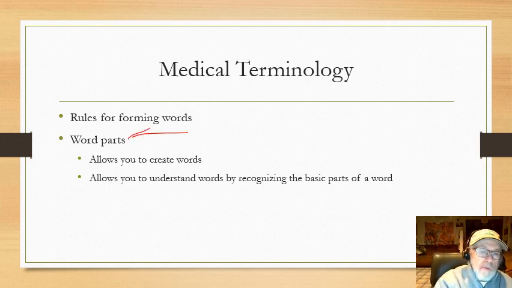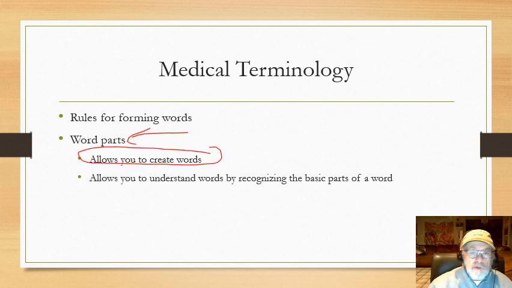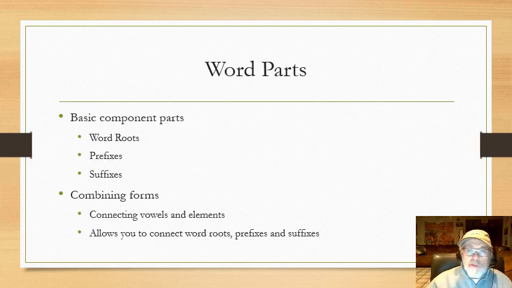But when we talk about words, there are various parts, word parts, like we say, and these word parts allow you to create certain words. Okay, and what I've mentioned thus far is, if I understand these word parts, I'm able to understand words by recognizing the basic parts of a word. Okay, and that's what we talk about. Now, what are these parts? I've mentioned them very briefly already before.